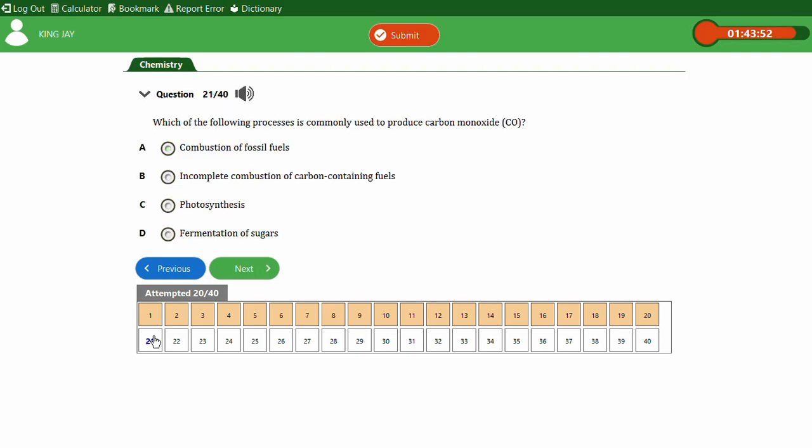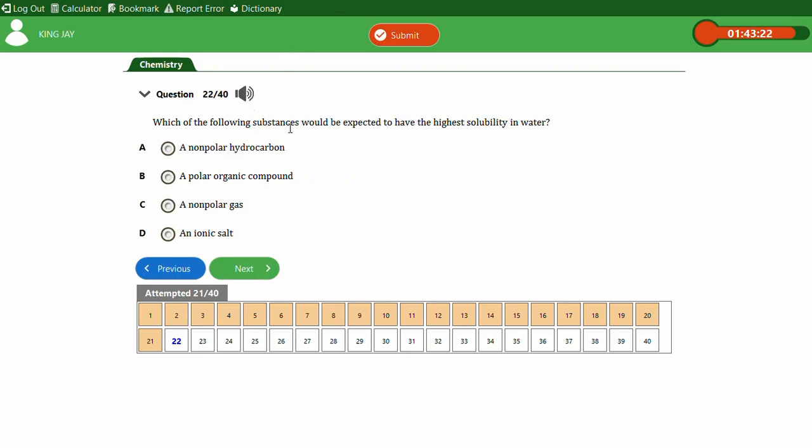Question 21. Which of the following processes is commonly used to produce carbon monoxide? Combustion of fossil fuel, no. Incomplete combustion of carbon-containing fuel. Photosynthesis, fermentation of sugar. B is the answer. Incomplete combustion of carbon fuel is the main source of carbon monoxide, such as from cars, vehicles, and other things.